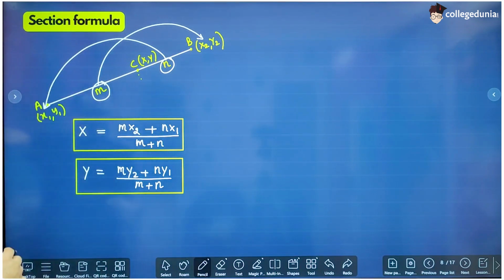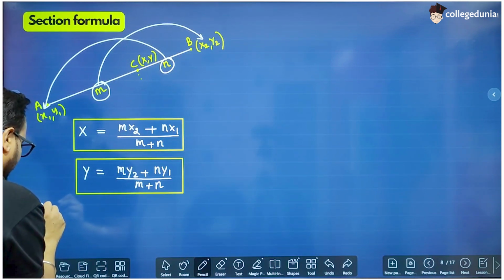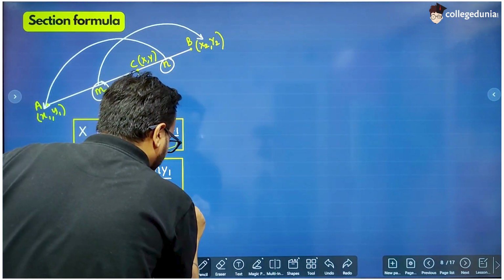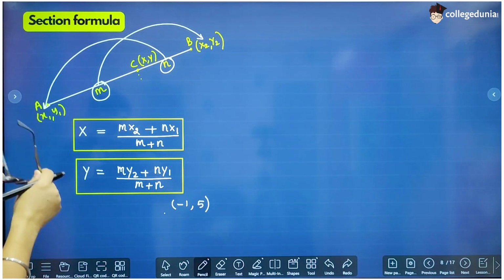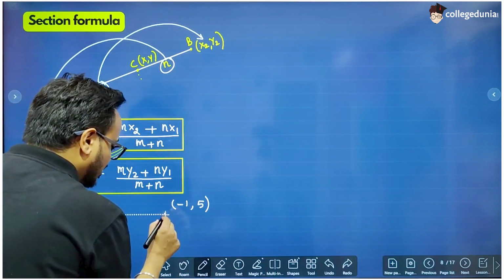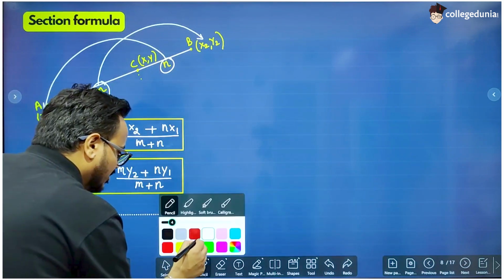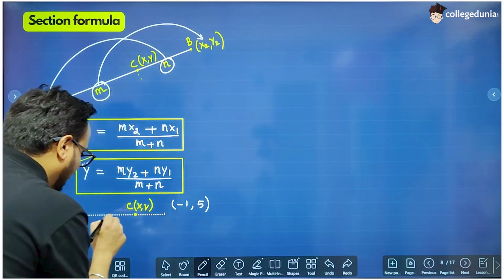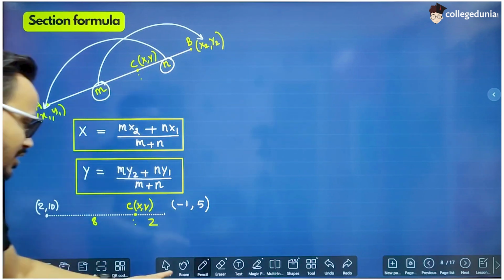So for example, now let us take an example. Suppose this is 2, 10 and this point is -1, 5, and we have to find the coordinates of the point. Let us join this line first, and we have to find the coordinates of the point C, x comma y, which divides this in the ratio 8:2. Let us say we have taken any values.